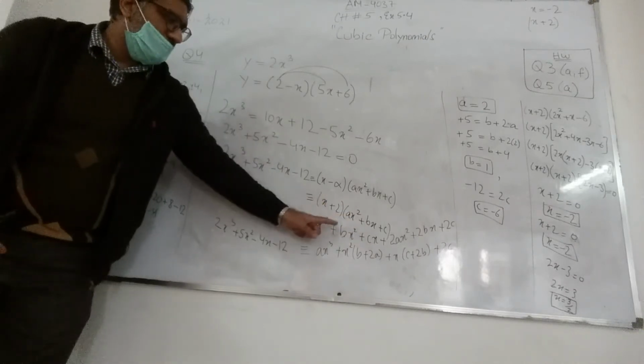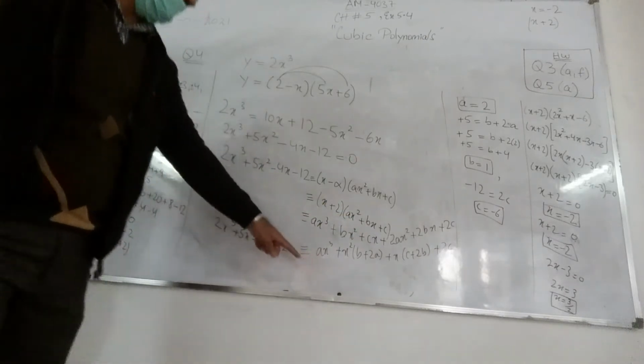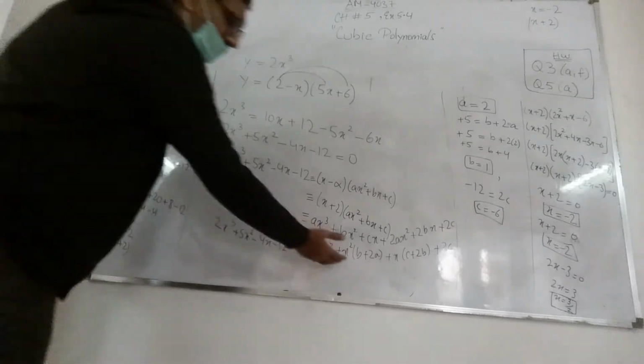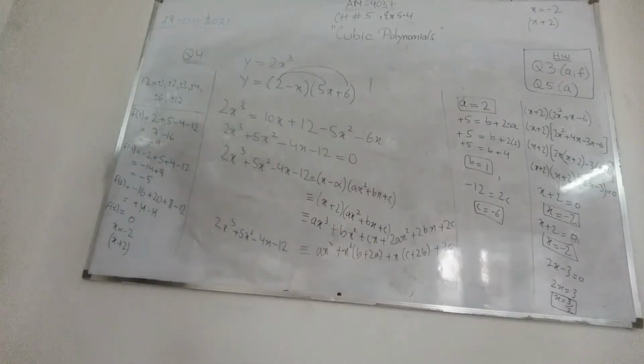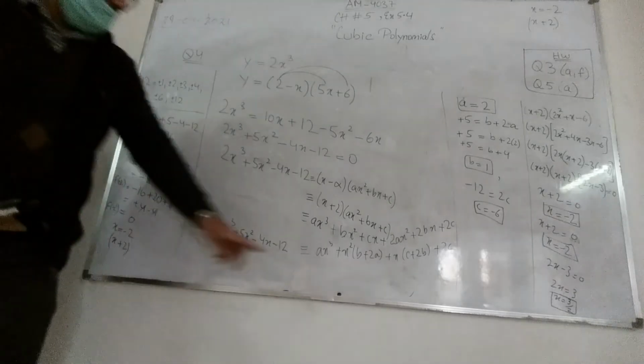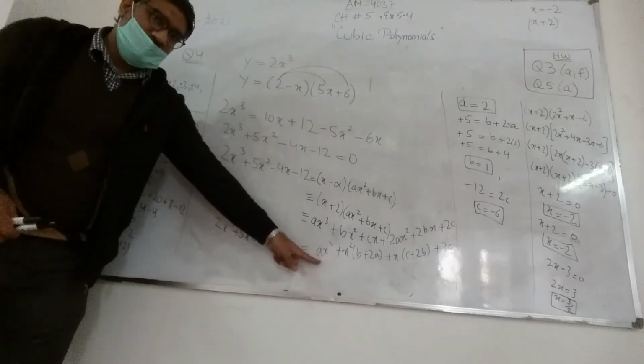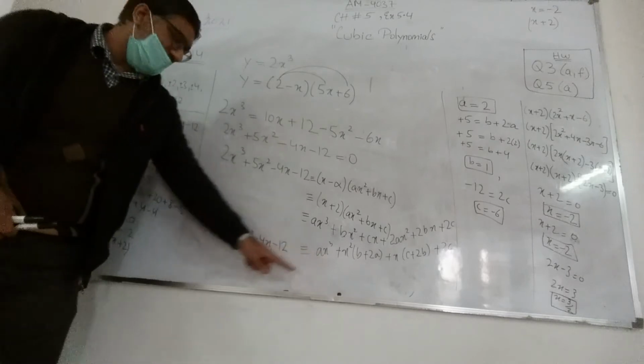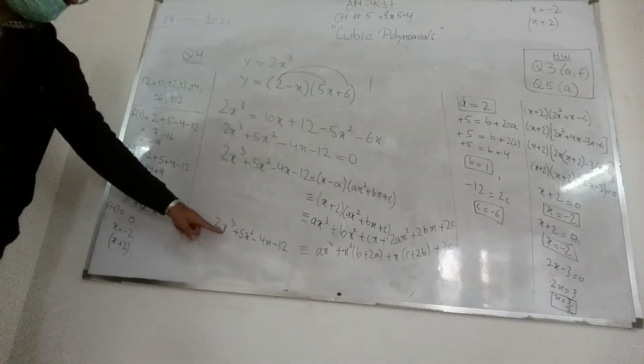On multiplying these two brackets, I am getting my final result as ax cube plus x square bracket b plus 2a plus x c plus 2b and 2c. Now I will compare my coefficients. The coefficient of x cube is a and the coefficient of x cube is 2. So the value of a is 2.